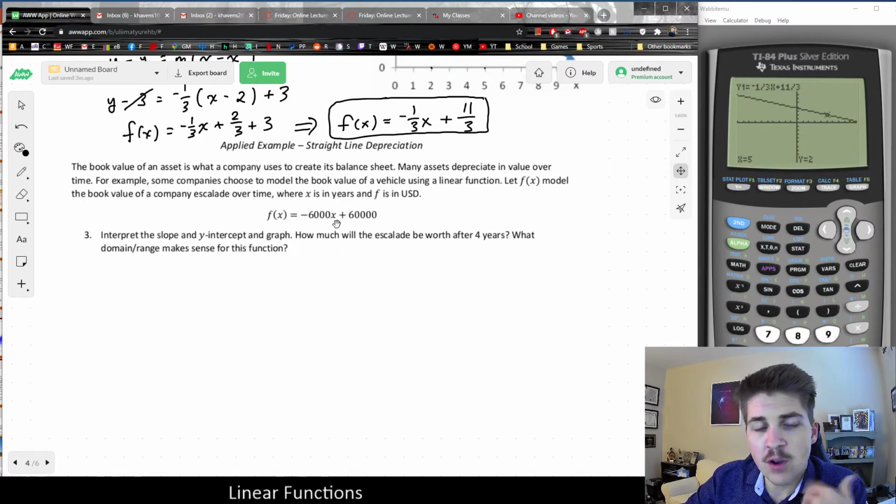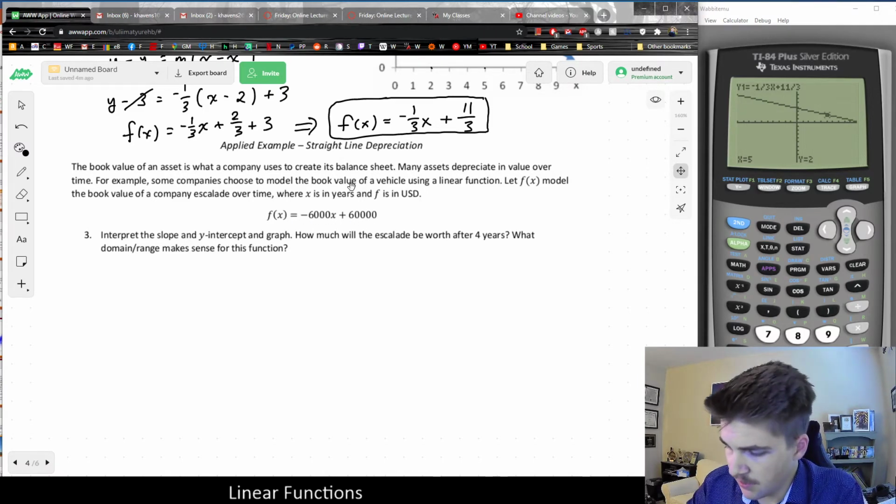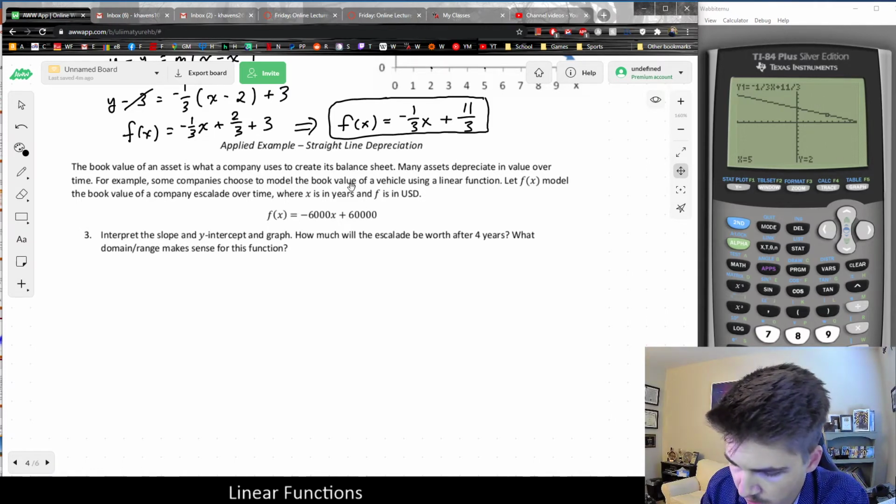So since it's a solved function, it's in slope-intercept form, and we can see its slope would be negative 6,000, and its y-intercept would be 60,000. And I could use that information to make a quick graph of what this looks like.